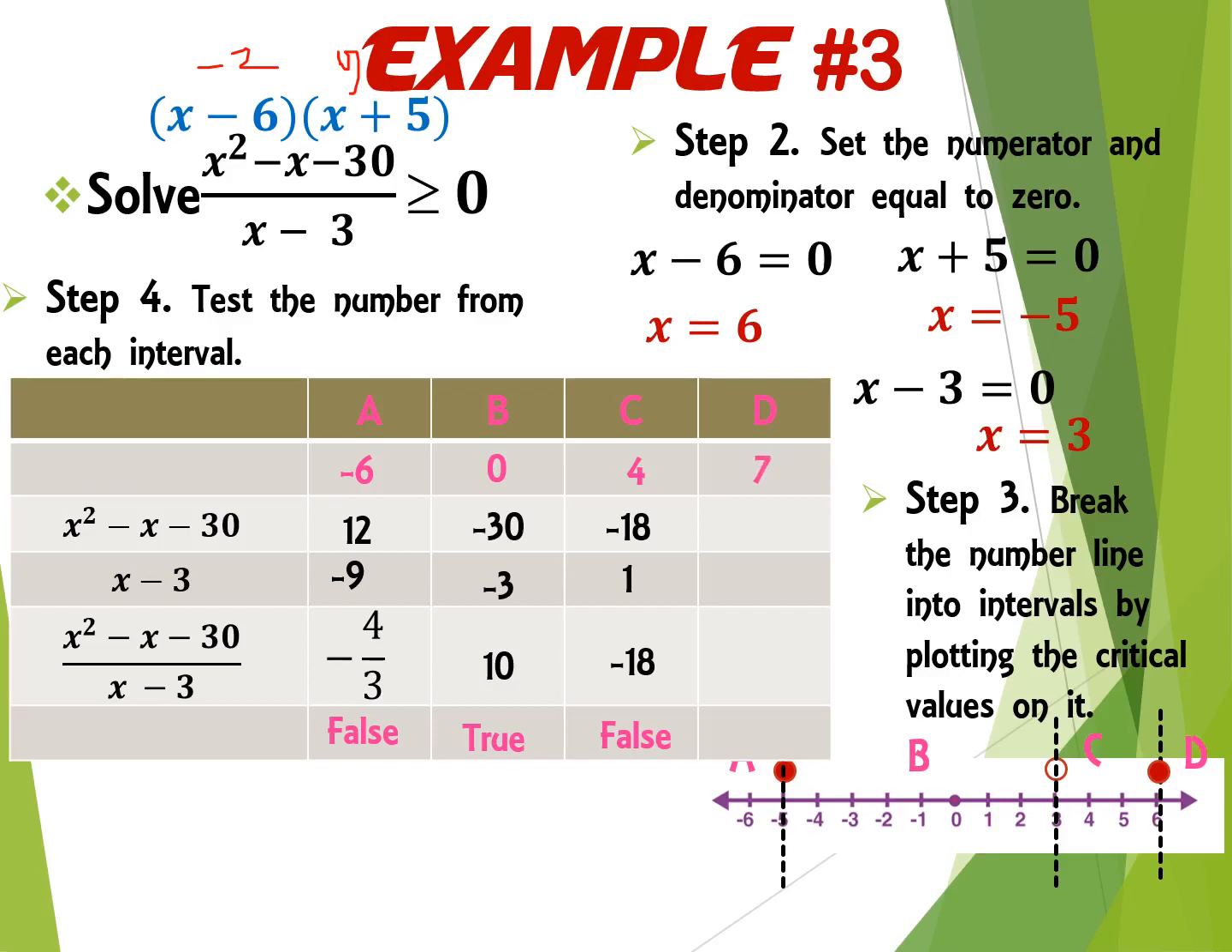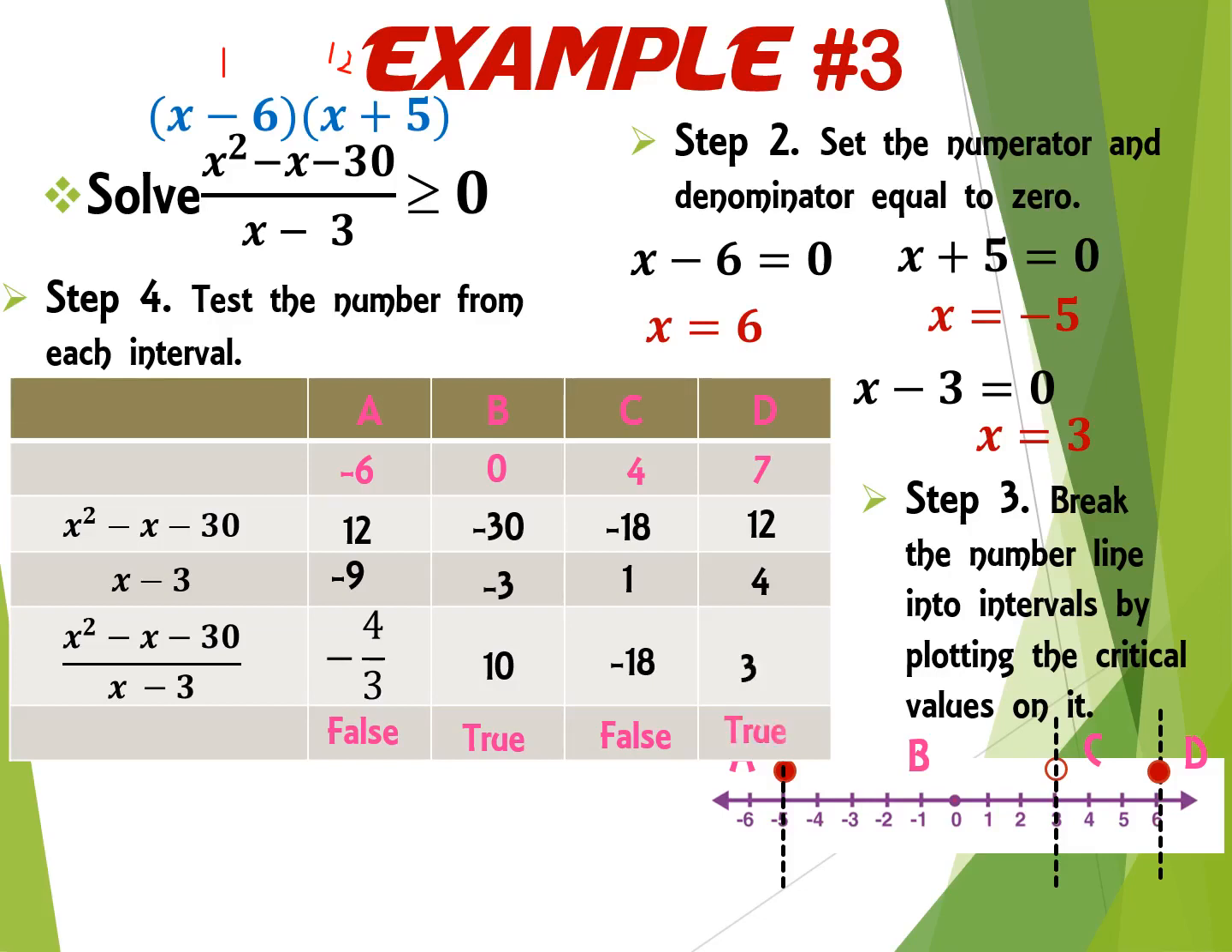But let me have 7. So again, let me use this one para mas madali. So you will have 7 minus 6 is 1 and 7 plus 5 is 12. So 1 times 12 is 12. And then 7 minus 3 is 4. 12 divided by 4 is 3.